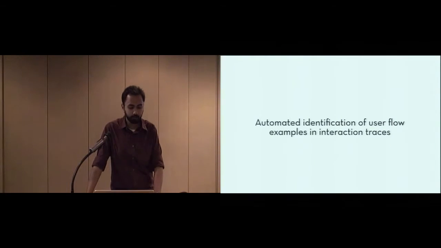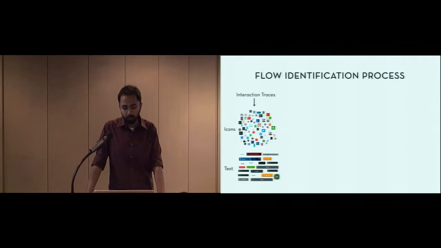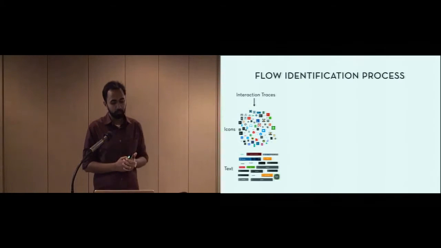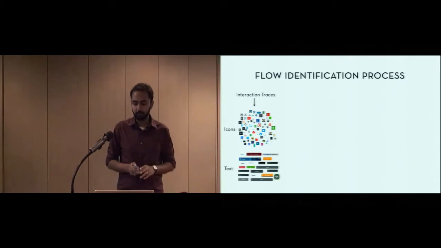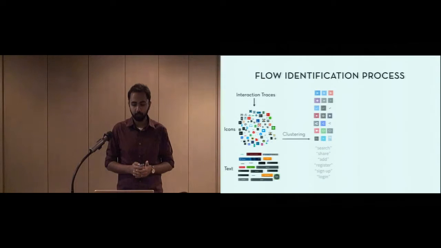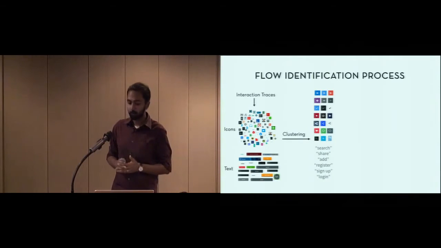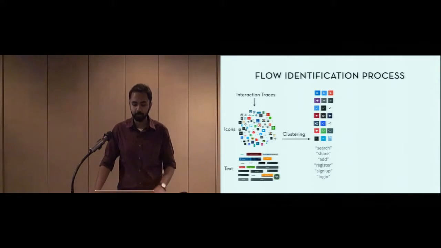To overcome these limitations, we developed an approach for automatically identifying user flows in interaction traces. To do that, we first isolate the elements that users interacted with in these traces and separate them into icons and text. We then cluster the icons based on their shape and the text elements based on the words they contain. Each row of icons here on the top and each word at the bottom represent one such cluster.